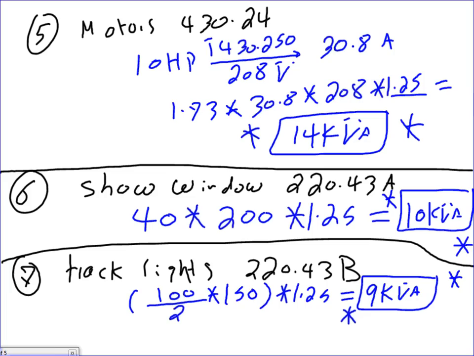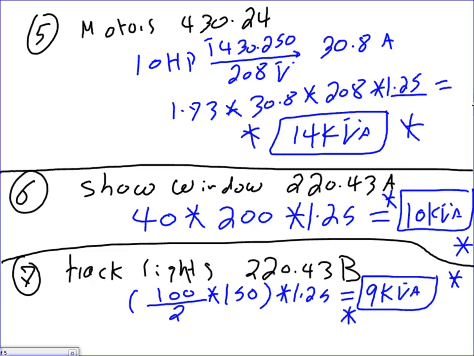Now, Mr. Erbab, we divide by 2 because it's every 2 feet. We multiply by 150 because the code says so. Everybody knows that, guys? We multiply by 1.25 because of continuous load. Yeah, I know that. I'm just wondering why you're so happy. We don't put that on the sheet.